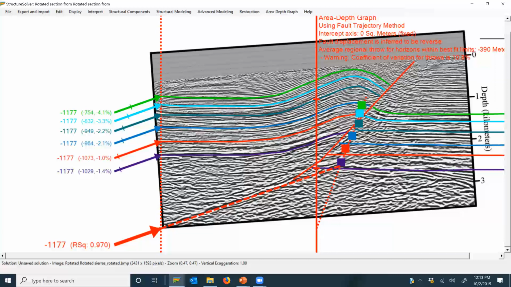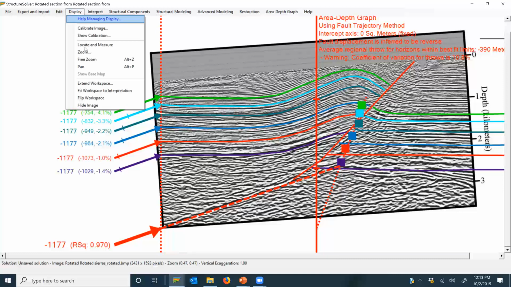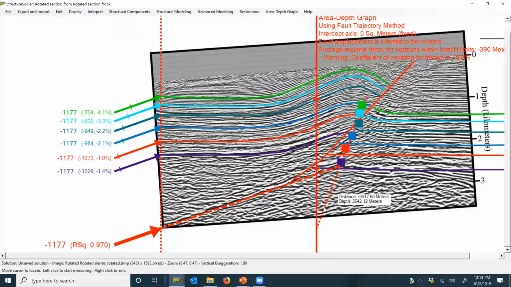The intercept of the linear fit with the depth axis, I'll just use a horizontal ruler. So the depth intercept is right about there. And you'll notice if I come across, the depth intercept is defining the depth of the fault. So the addition for the fault trajectory method is that we're taking into account the throw on the fault. And so we're using the displacement from the slope of the area depth graph as well as the throw, so the difference in the depth of the footwall versus the depth in the hanging wall, to also get the dip on the fault.